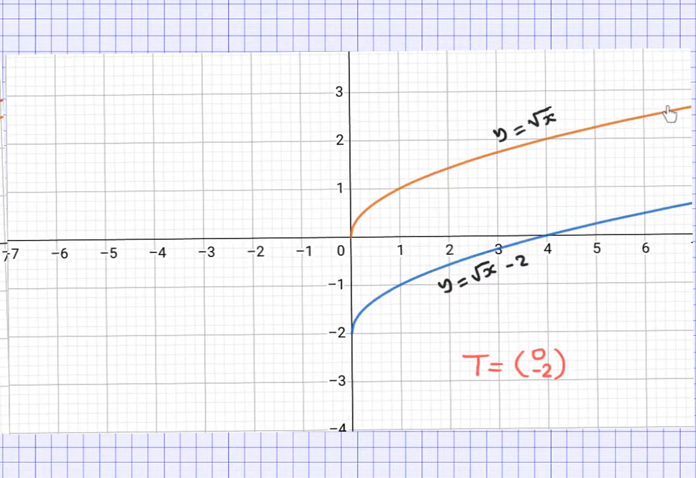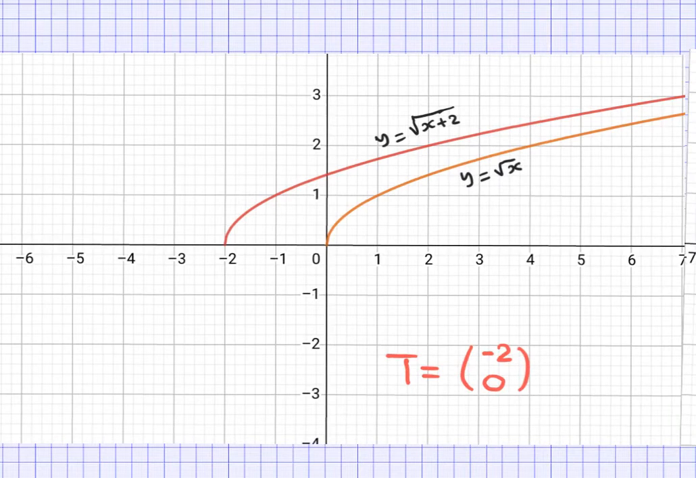y equals root x. What about y equals root x minus 2? Move 2 units down. So minus 2, move 2 units down and draw the same curve. The point (1, 1) becomes (1, negative 1). So the y decreased by 2, but the x is the same. We represent this translation by (0, negative 2).